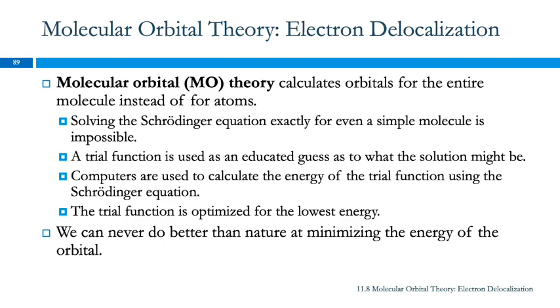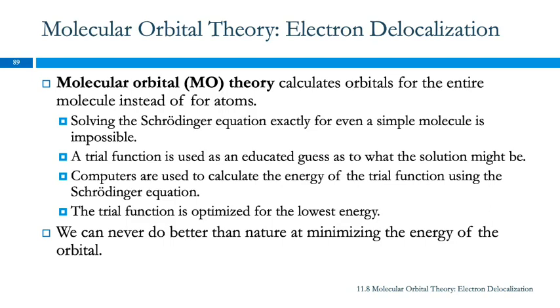Of course, it's impossible to solve the Schrödinger equation even for a very simple molecule like H2. But you can do an iteration, a trial and error process. You can use a trial function as an educated guess to see what the solution might be, and then you can adjust that and find the lowest energy. Computers are used to do that, and the math there is just way beyond what I know how to do.